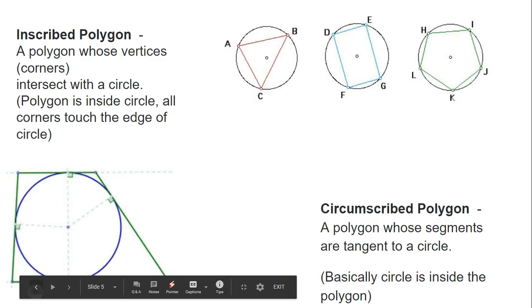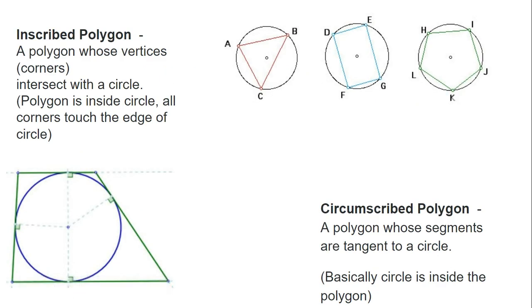That is also inside, and all the vertices are touching. So basically, if you want to shorthand it, the polygon is inside the circle and all corners touch the edge of the circle. That's like another version of the definition.